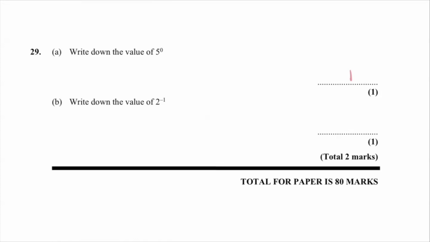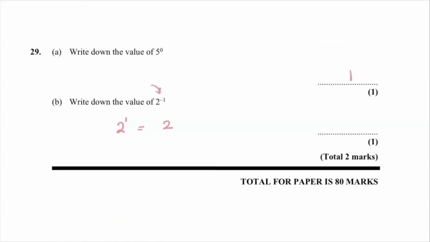This one is a little bit more complicated. It's a very high-end indices question. We're going to ignore this negative just for a moment. We've got 2 to the power of 1 if we ignore it. 2 to the power of 1 is actually 2. Now, the negative creates something called a reciprocal.